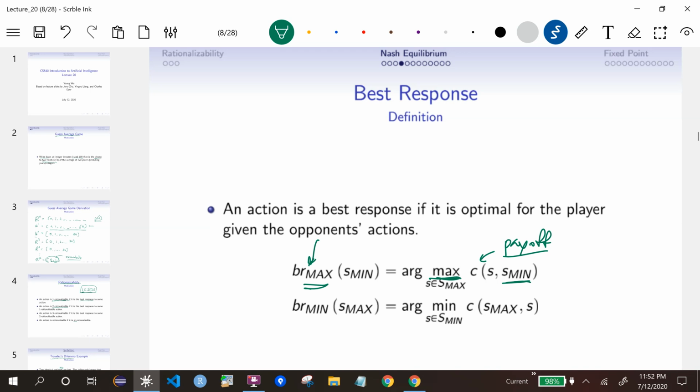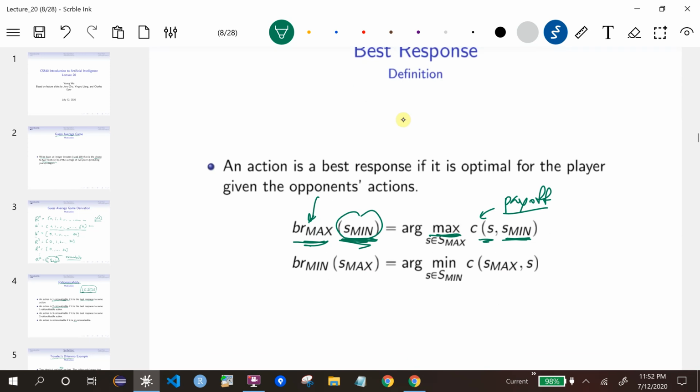And one thing to note is that best response is a function, it's not a value. Because the best response to an action is: we fix the other player playing that action, then I choose my action. So we need the other guy. We need to fix the other guy's action in order to find the best response. So it's not just one value no matter what the other guy is doing. And of course, the same thing goes for the min player. We are minimizing the payoff instead of maximizing.